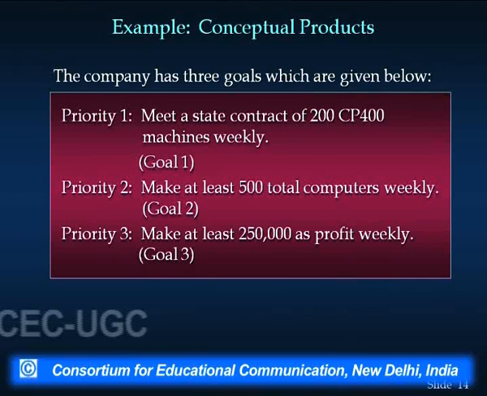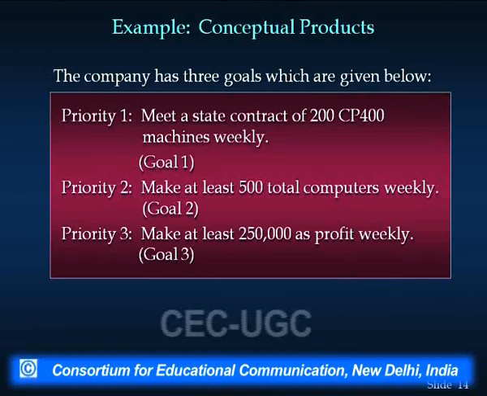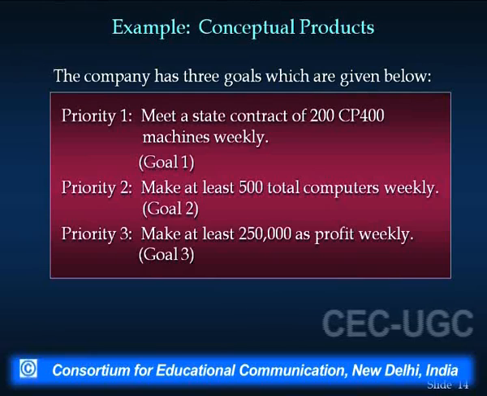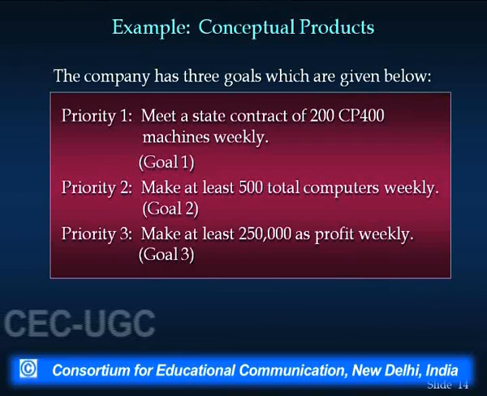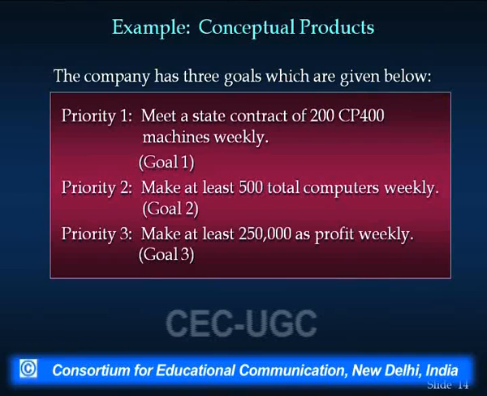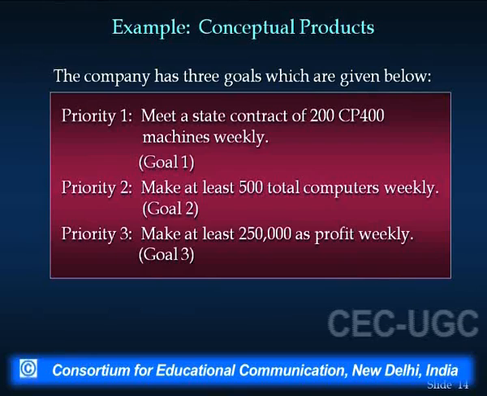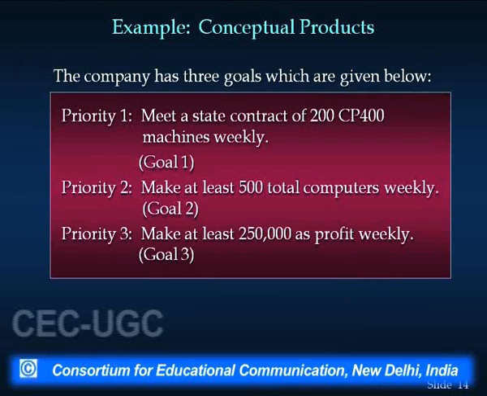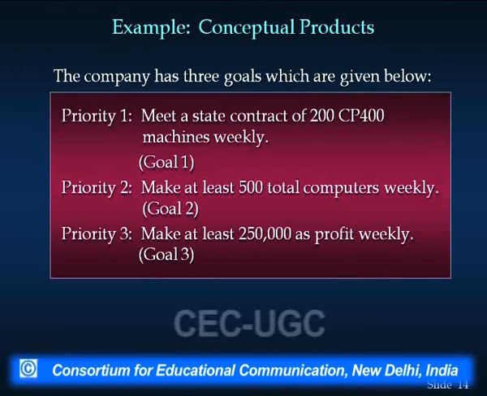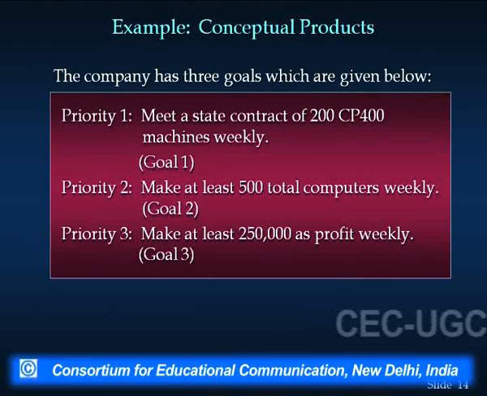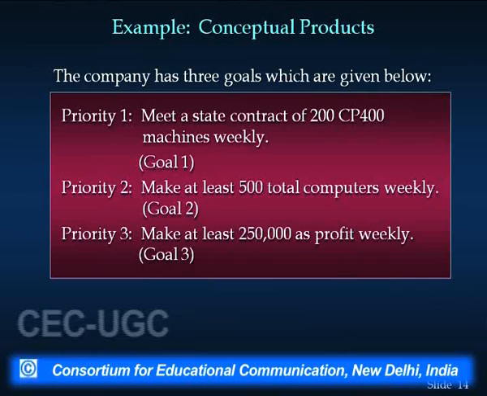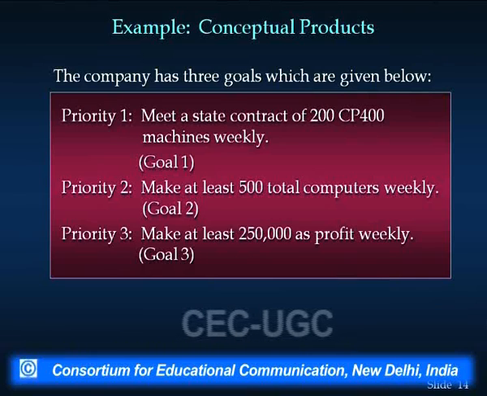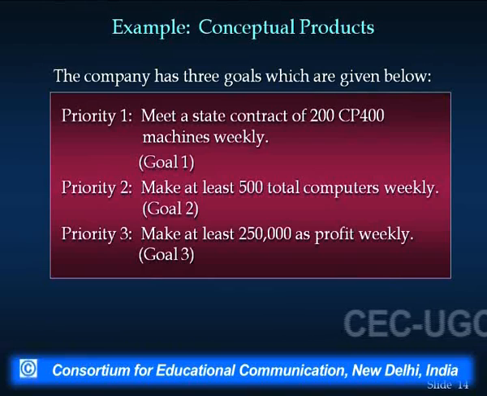Priority number two, make at least 500 total computers weekly. Now there is a goal for total production, CP400 and CP500. When added together, the quantity should be a minimum of 500. The priority number three, goal three, make at least 250,000 as profit weekly. And now this is again a requirement of the profit, which is 250,000.